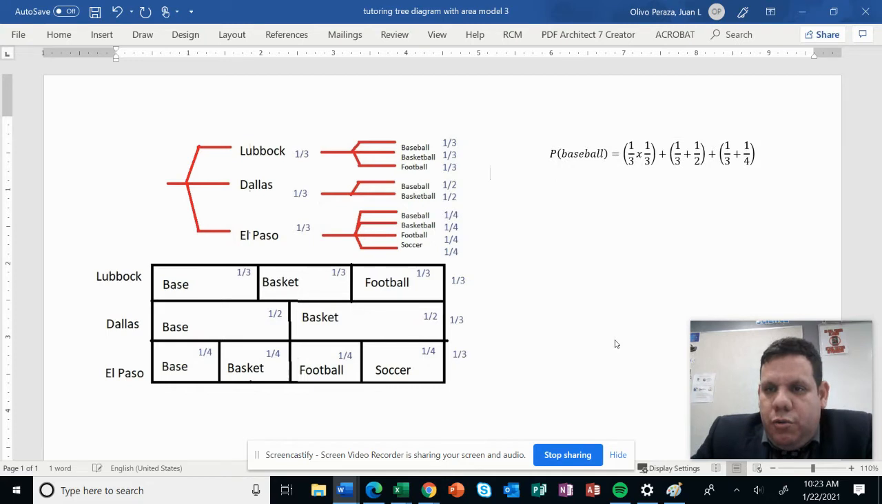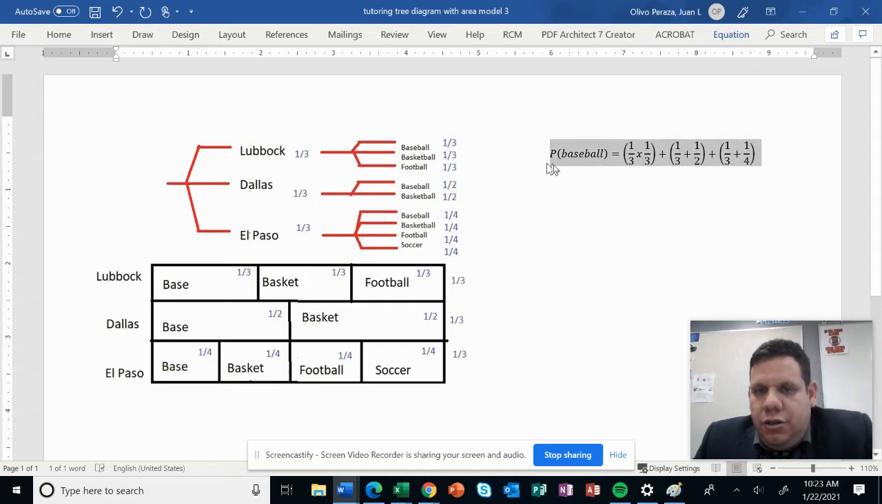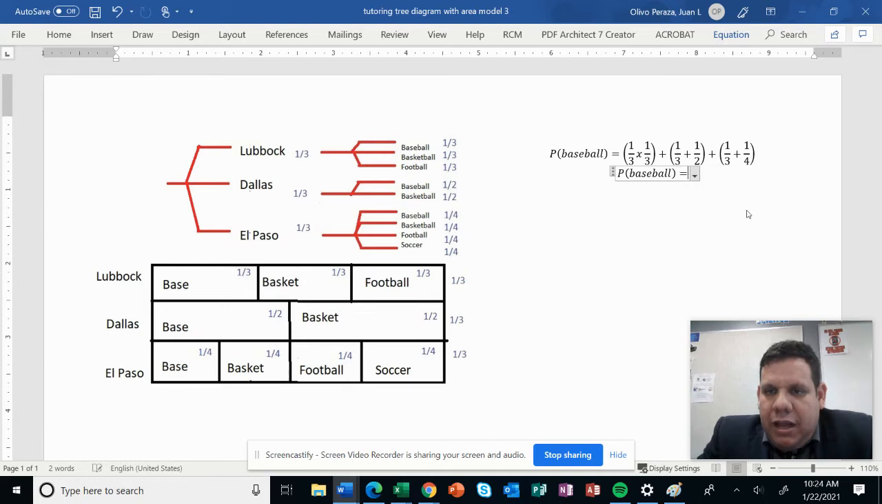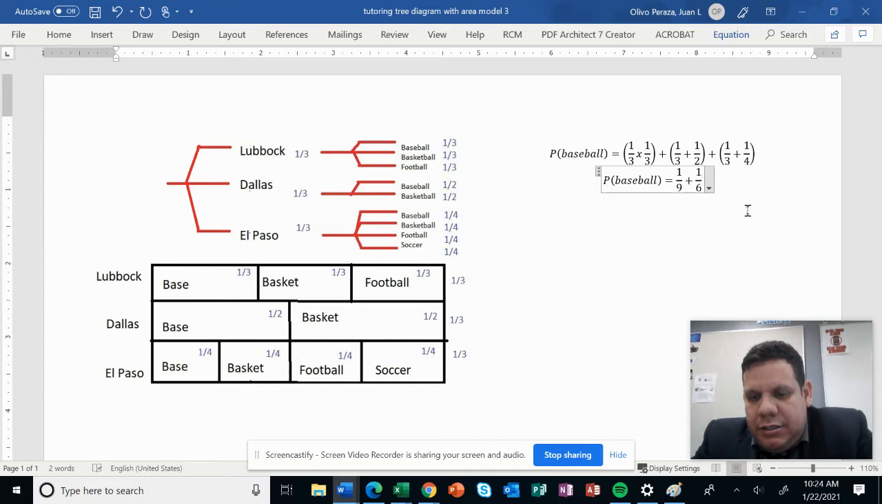So if we continue solving this equation, we will have the next thing. Let me copy this equation and we can continue solving this. When you multiply 1 times 1, you get 1. 3 times 3 is 9, plus 1 times 1 is 1. 3 times 2 is 6, plus 1 times 1 is 1. 3 times 4 is 12.